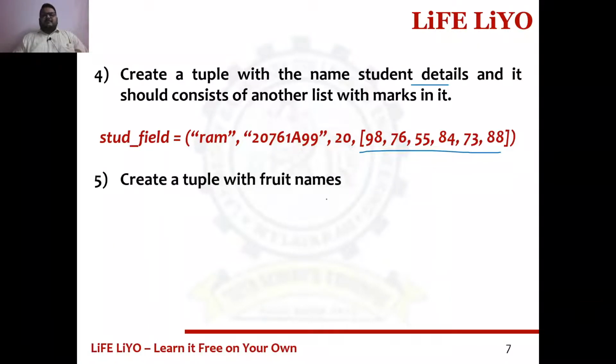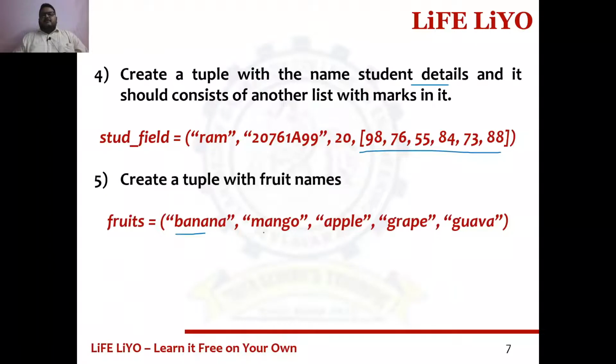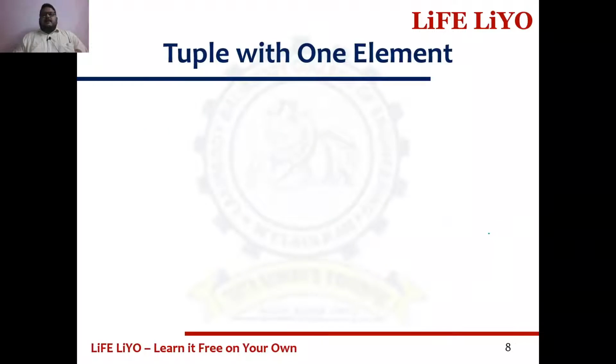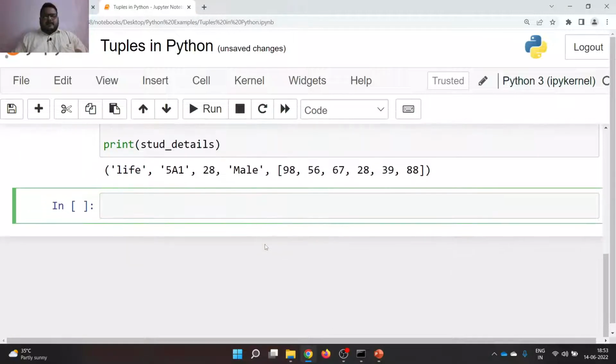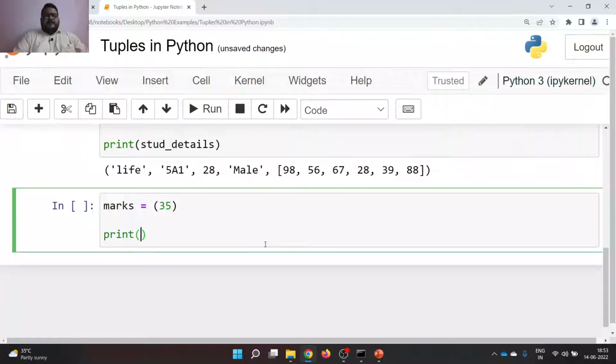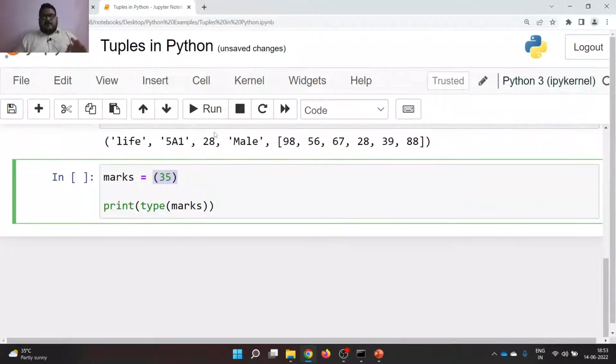Next, create a tuple with the fruit names. Simple thing. All the fruit names should be separated by commas and each and every fruit should be kept inside double quotes. Now, why are we treating a tuple with one element as a special topic? Because so many people will think that marks equal to 35, now if you try to print the type of marks, most people think that the marks is kept inside this parenthesis, so it is going to give the answer as tuple. But if you observe the output now, you will be shocked.